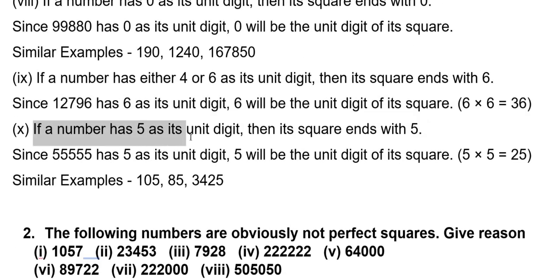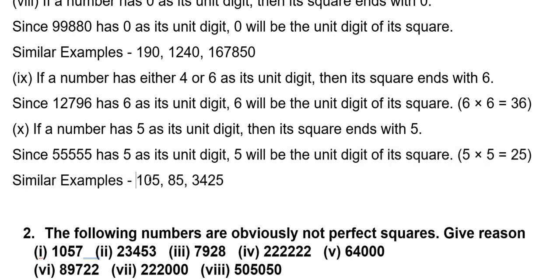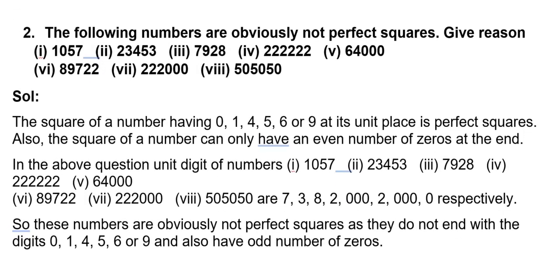Tenth: if a number has 5 in its unit digit, then its square ends with 5. Since 55,555 has 5 as its unit digit, 5 will be the unit digit of its square. 5 fives are 25. Similar examples: 105, 85, 3,425. So many examples are there for this.